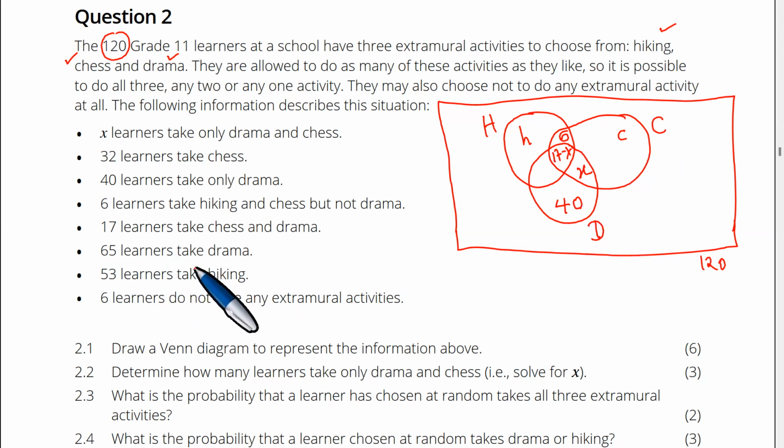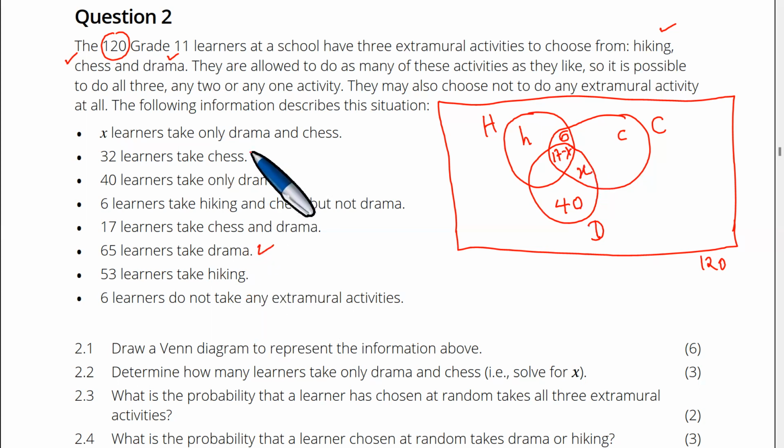65 learners take drama. If you have 65 learners that take drama, let's look at that. Now that is very, very interesting. So 65 learners, they don't take drama only, but in other words, when you add this and that, you get 65 of those. So we note this one.